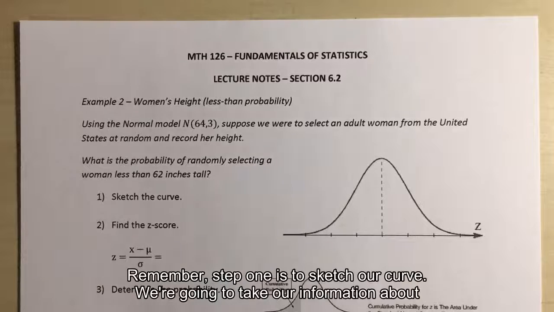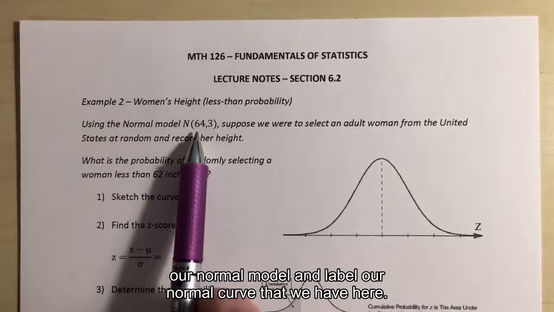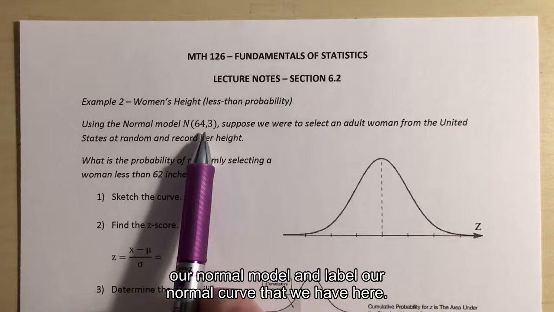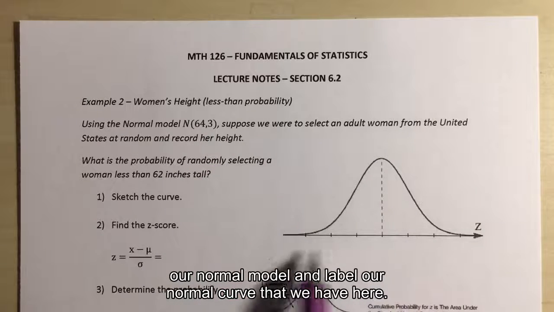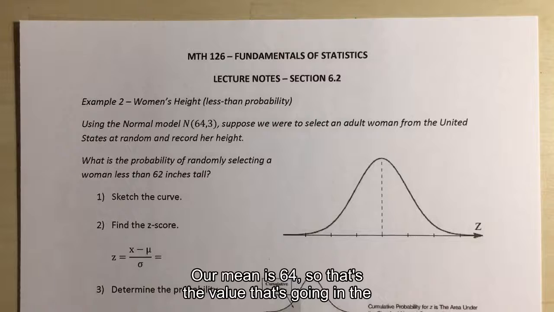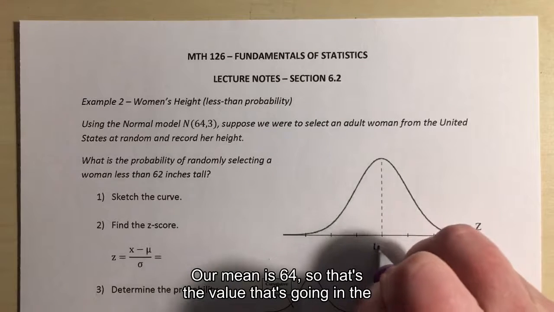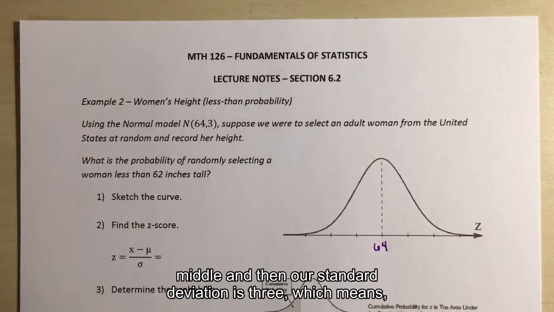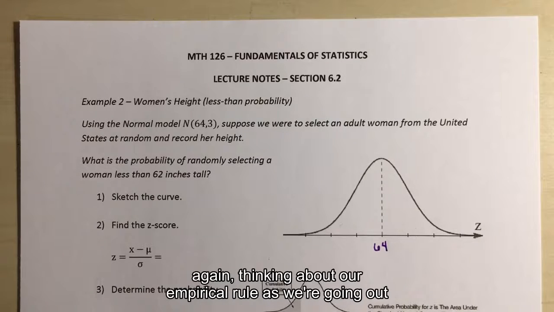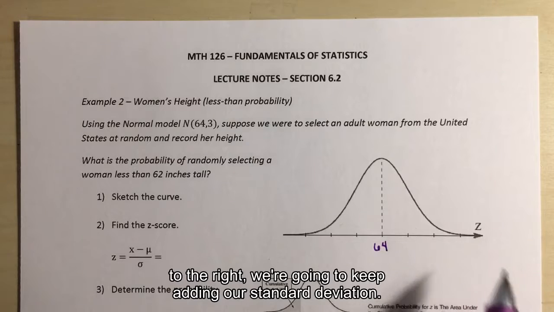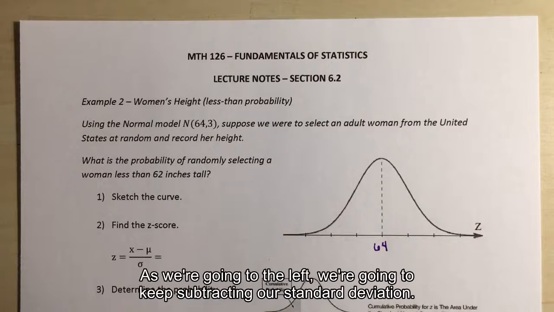All right, so remember, step 1 is to sketch our curve. So we're going to take our information about our normal model and label our normal curve. Our mean is 64, so that's the value that goes in the middle. And then our standard deviation is 3. Thinking about our empirical rule, as we go out to the right, we keep adding our standard deviation. As we go to the left, we keep subtracting our standard deviation.